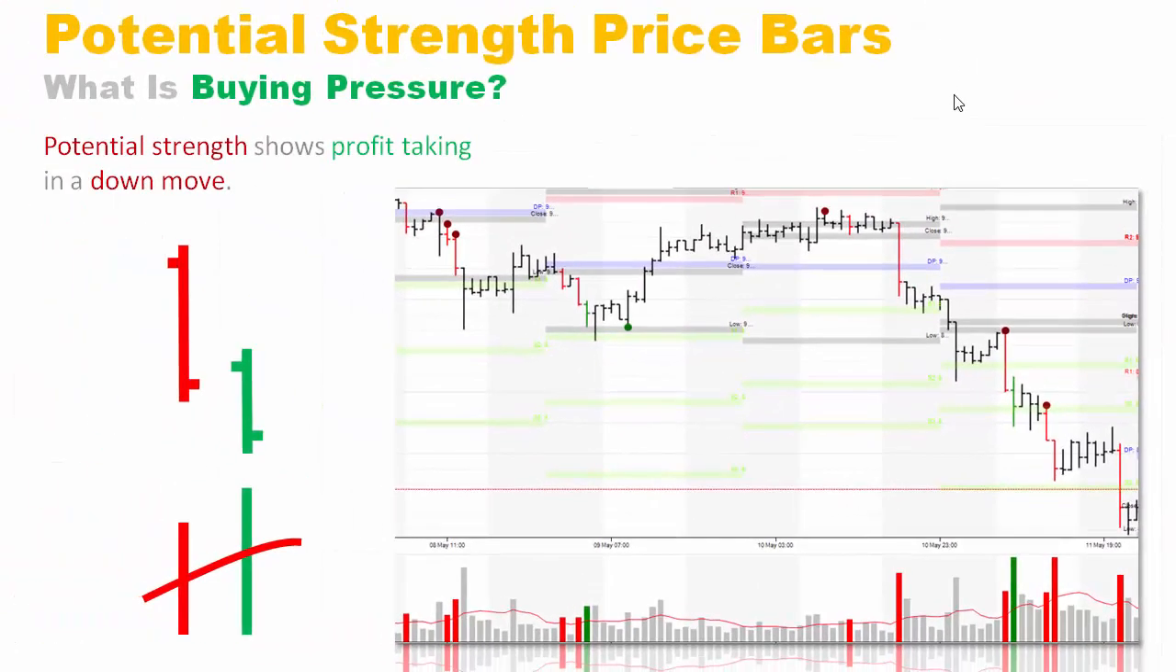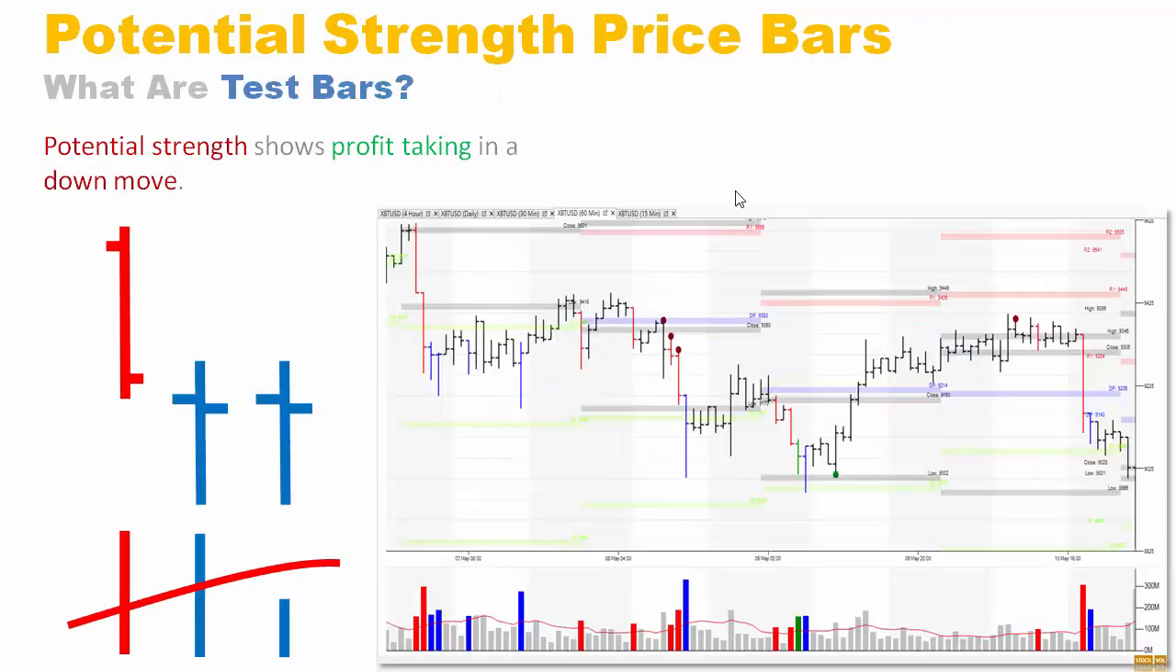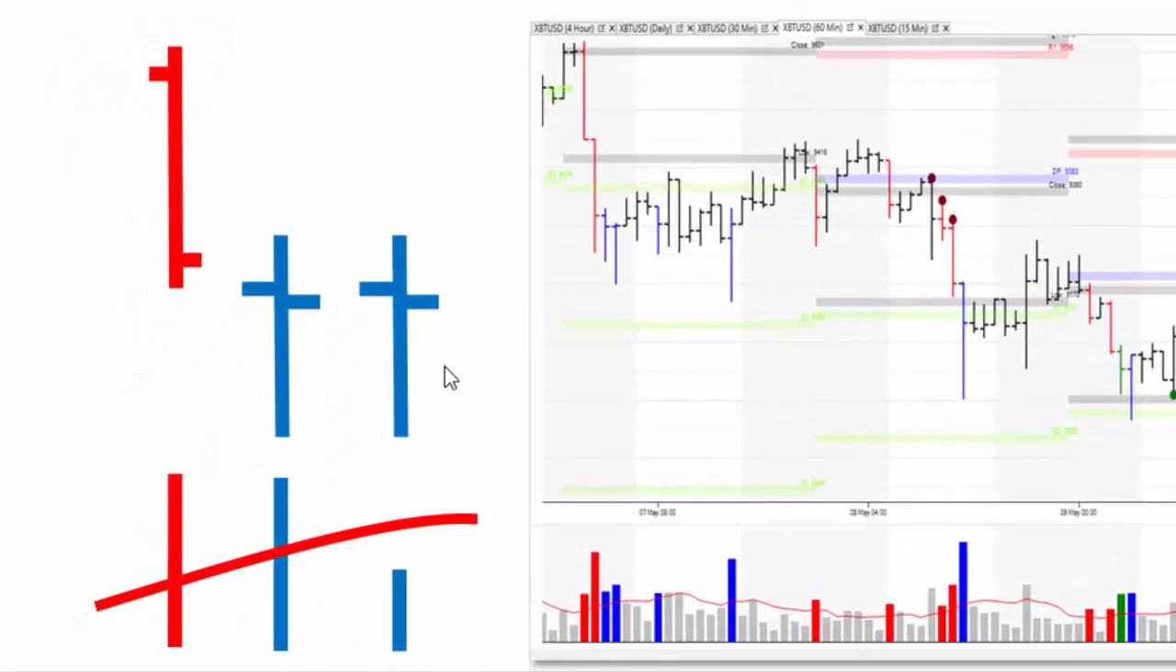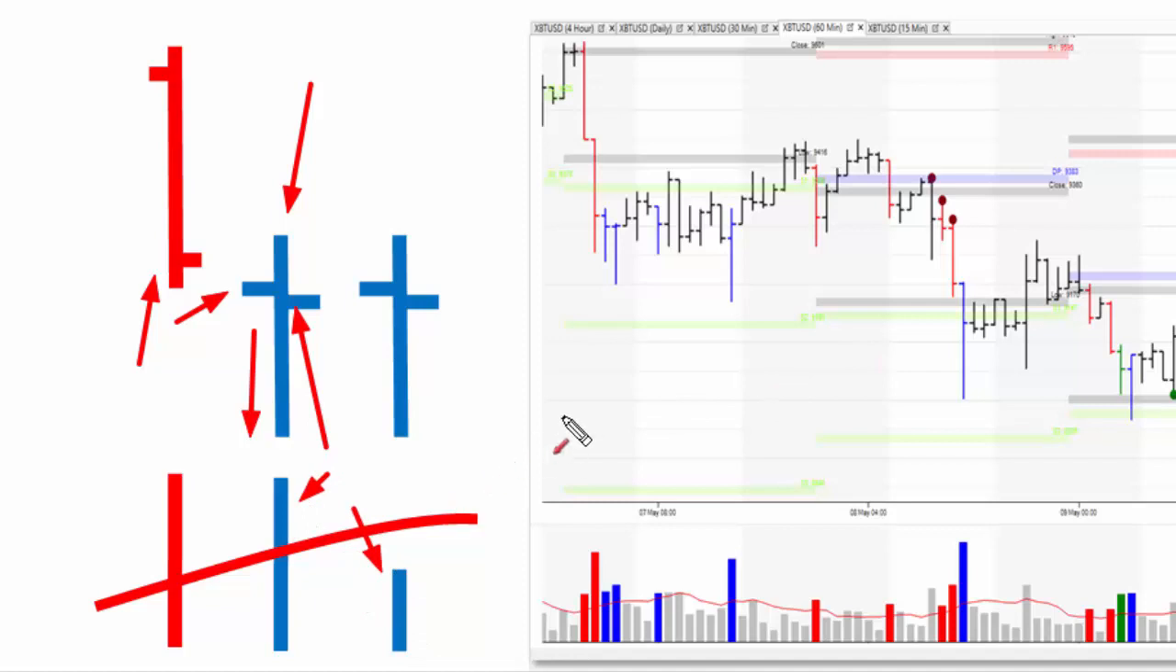So buying pressure, the opposite of selling pressure in an up move. The opposite of an up thrust in an up move is the test bar in the down move. So what is a test bar? Well, a test bar sees the market having the selling prior to it. Then the market will open, prices will be thrust down to the downside, and if there's no more selling or they find buying, the market will then reverse and come back up. And we see this in both high volume and low volume bars as well.